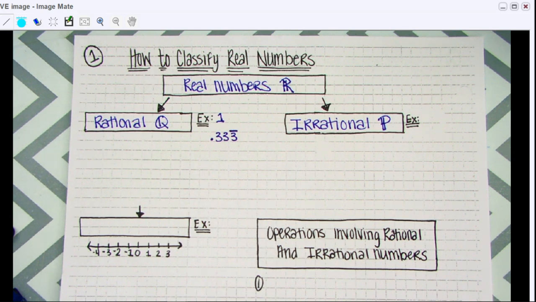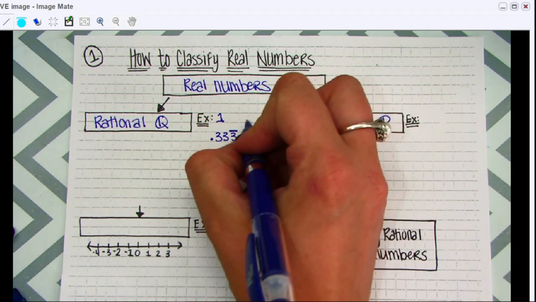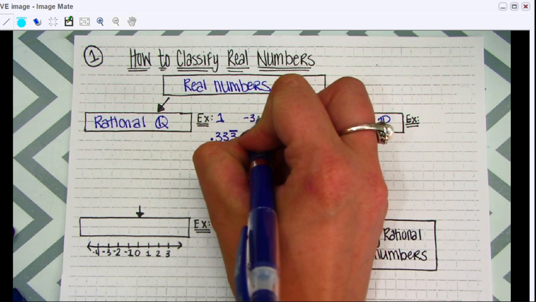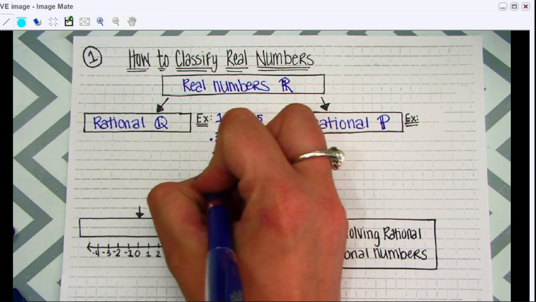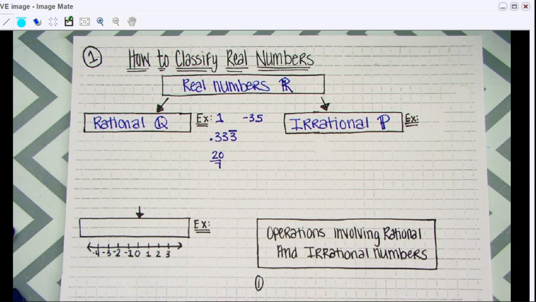If the fraction just ends and terminates, such as negative 3.5. That decimal ends, so it is rational. You can also have fractions, such as 20 over 7. So that is a fraction, so that makes it rational.